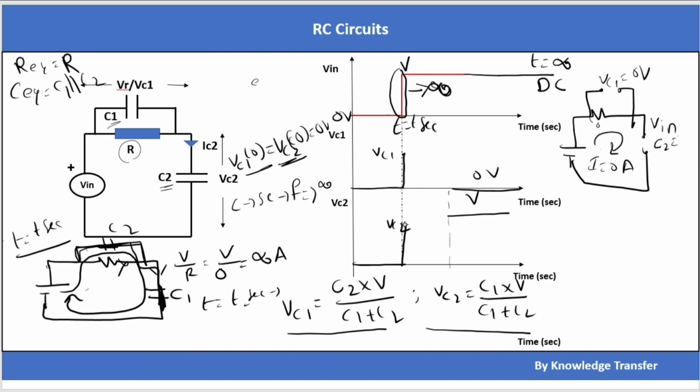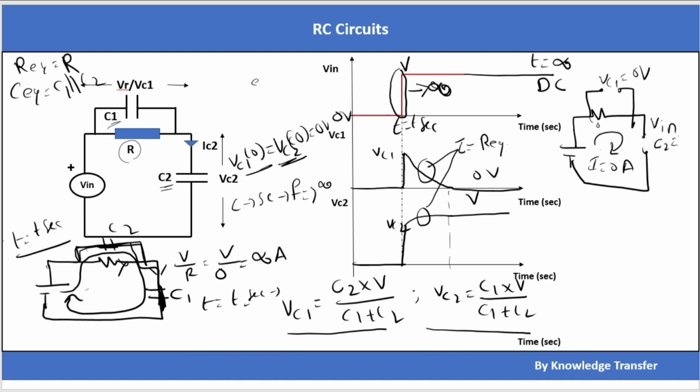So what is happening in between, from t equals 0 to some charging time? This is the time taken by the circuit to charge to 0 volts or V volts. C2 will exponentially charge to V volts, and in the same way, C1 will exponentially discharge to 0 volts. This charging and discharging will happen at the same rate, which is tau, the time constant of the circuit.